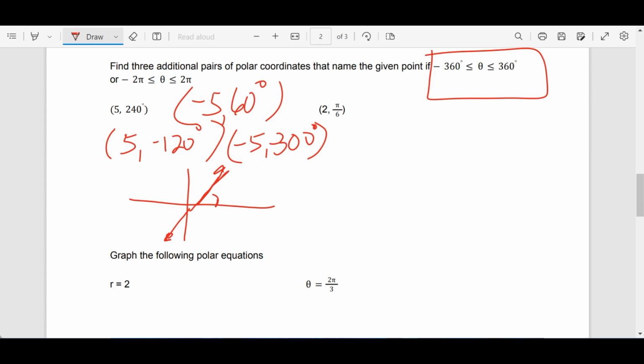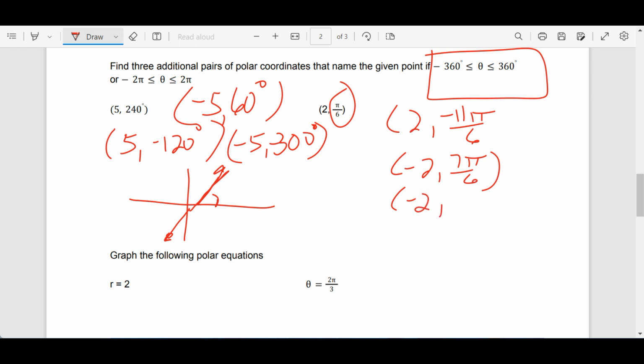Now this one, let's do the easy one right away. Subtract 2 pi. So we have right away (2, -11 pi over 6). Now, once again, instead of adding or subtracting 180 to this value to get the negative values, it's going to be the pi equivalent, which is pi. So if I add pi to that, I will get (-2, 7 pi over 6). And then also, if I subtract 2 pi from 7 pi over 6, I get (-2, -5 pi over 6).